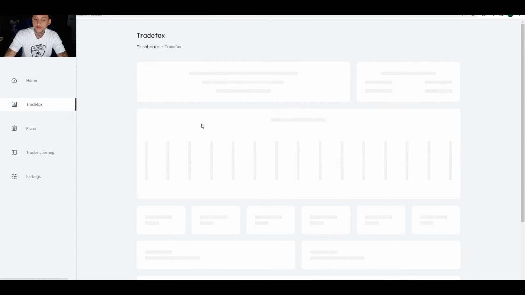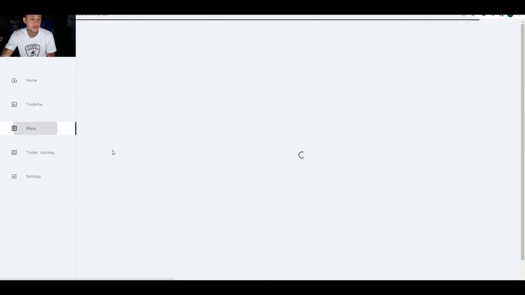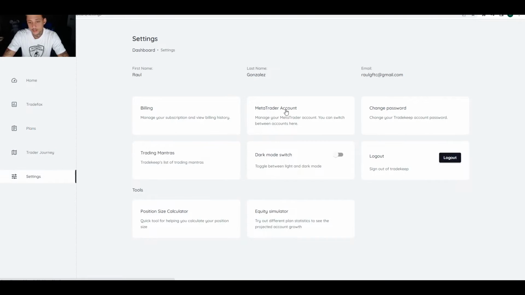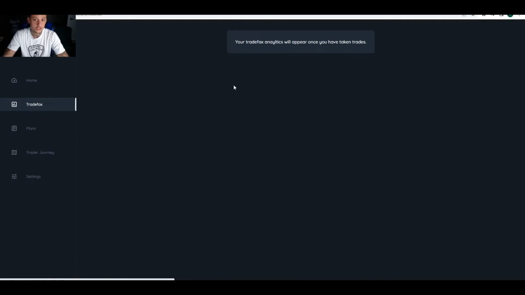Then you're going to have Trade Facts, which is going to give you an entire breakdown of your trading account from literally start to finish. My Wi-Fi is a little bit slow, so we're going to let this load here, right? And then over here, you're going to have your trading plan, etc. And then you have your settings over here, which you can always change. You can go into dark mode, which I personally like just because it looks nice.